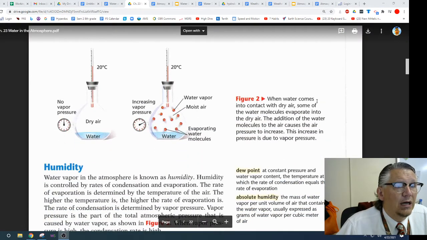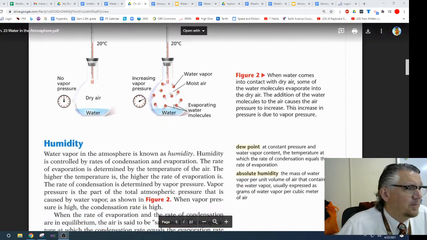When water comes in contact with dry air, some of the water molecules evaporate into the dry air. The addition of water molecules in the air causes the air pressure to increase. This increase in pressure is due to vapor pressure.